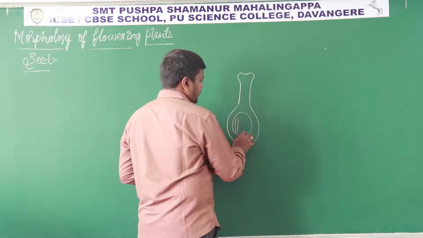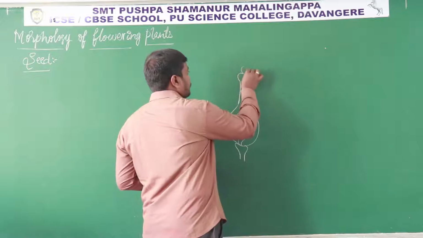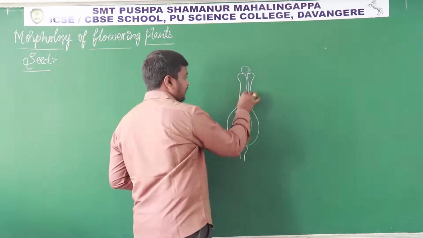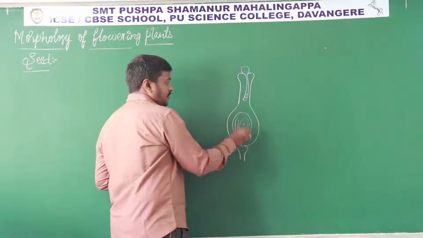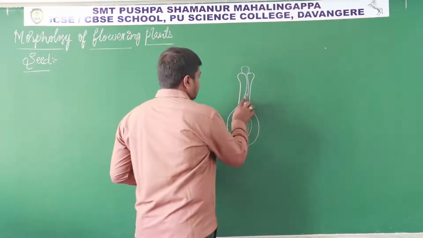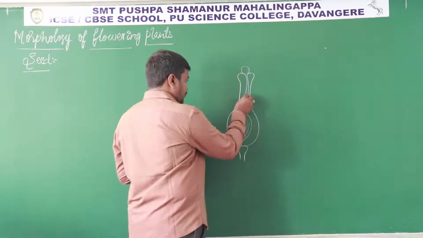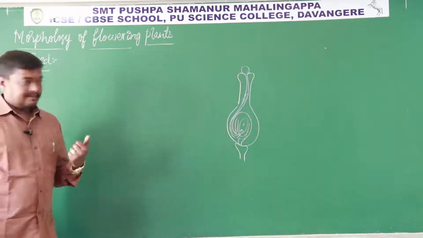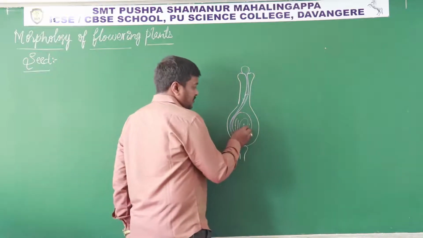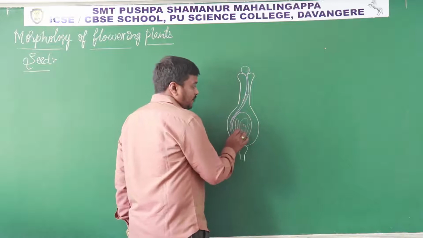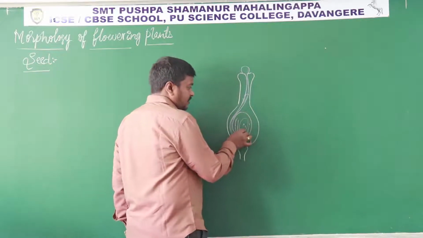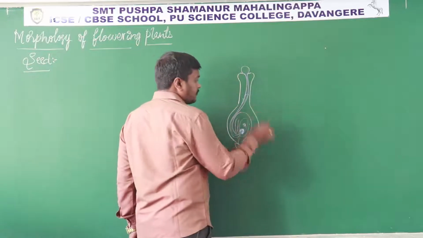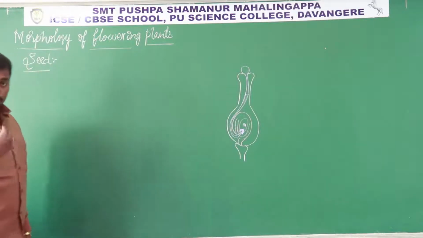Once fertilization takes place, the pollen grain is deposited on the stigma, and the pollen tube carries two male gametes. Here the egg is there and here the polar nuclei are there. Once this pollen tube carries the male gametes and enters inside the ovule, it discharges two gametes. One gamete fuses with the egg to form the zygote. Another gamete fuses with the polar nuclei to form the primary endosperm nucleus. Later it develops into endosperm.